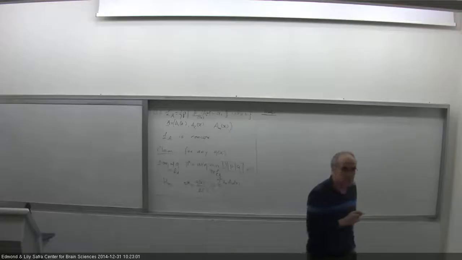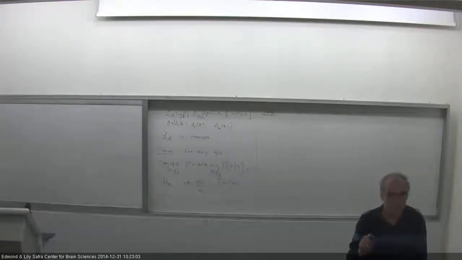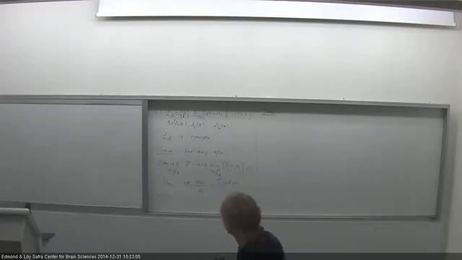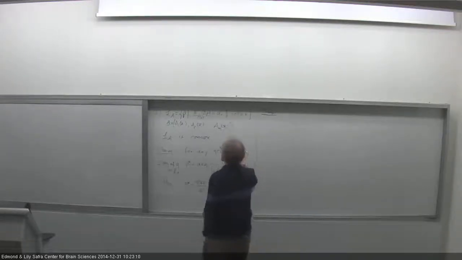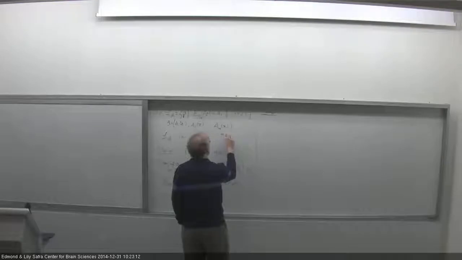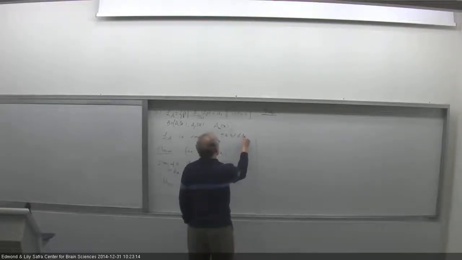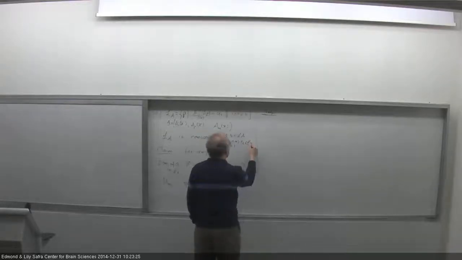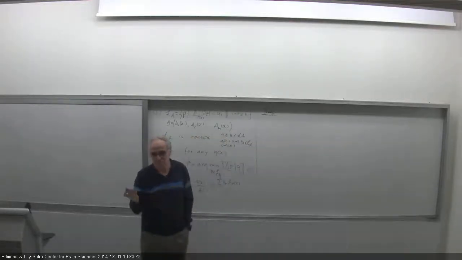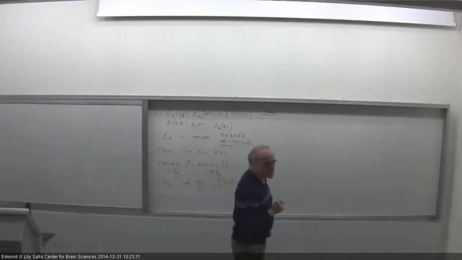Question? Too quiet, yeah. Why is LA convex? So L is convex because, again, what do I need to show? That if P1 and P2 belong to LA, then alpha P1 plus (1 minus alpha) P2, where alpha is between 0 and 1, is also in LA. Those expressions are linear. So it's easy.